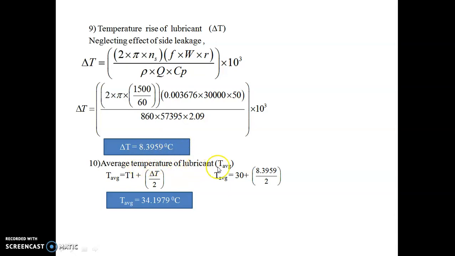And the average temperature of lubricant, T average, is equal to T1 plus delta T by 2. T1 is given 30 degrees centigrade, delta T 8.3959 divided by 2, to get T average is equal to 34.1979 degrees centigrade. So likewise, we can solve the numericals on sliding contact bearing.